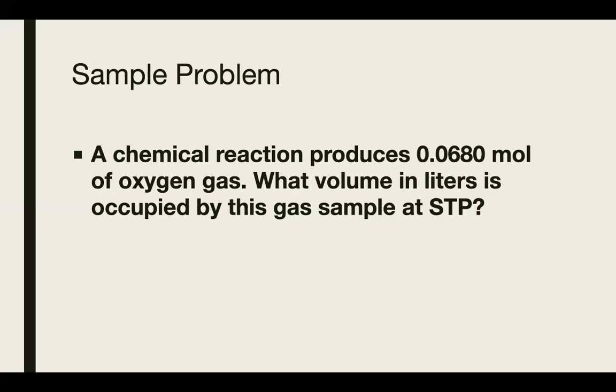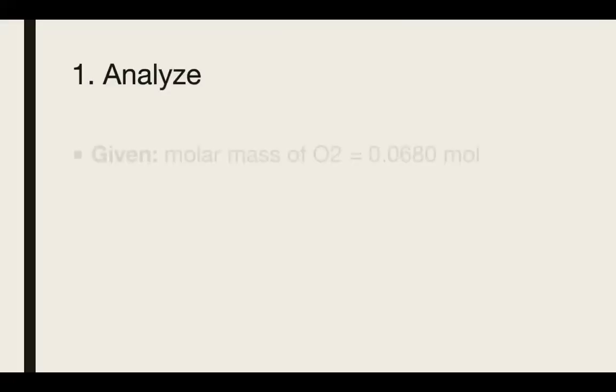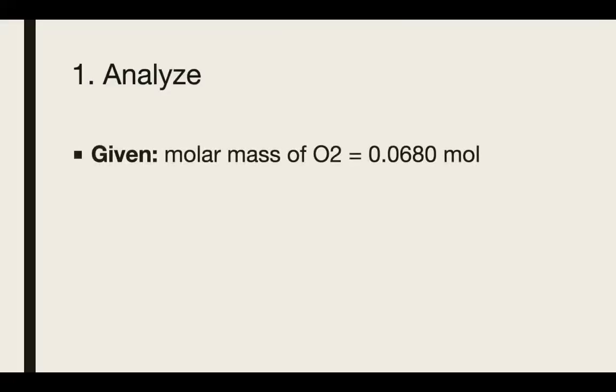Awesome. All right, a chemical reaction produces 0.068 moles of oxygen gas. What volume in liters is occupied by this gas sample at STP? So the first thing we want to do is analyze the information that we're given. Why did I write molar mass? That was a mistake. I'll change that later. It's not molar mass, it's just the moles.